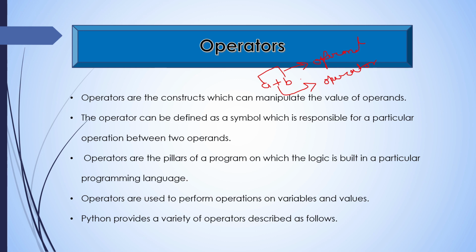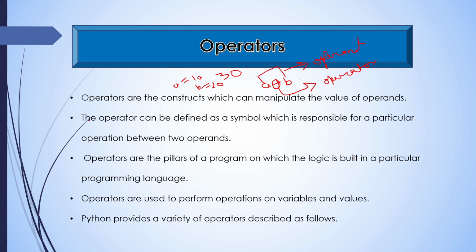Definitely A and B consist of some value. A is equals to 10, B is equals to 20, and when the operator is used, it will manipulate the values. 10 plus 20 is equals to 30. So the manipulated answer comes.